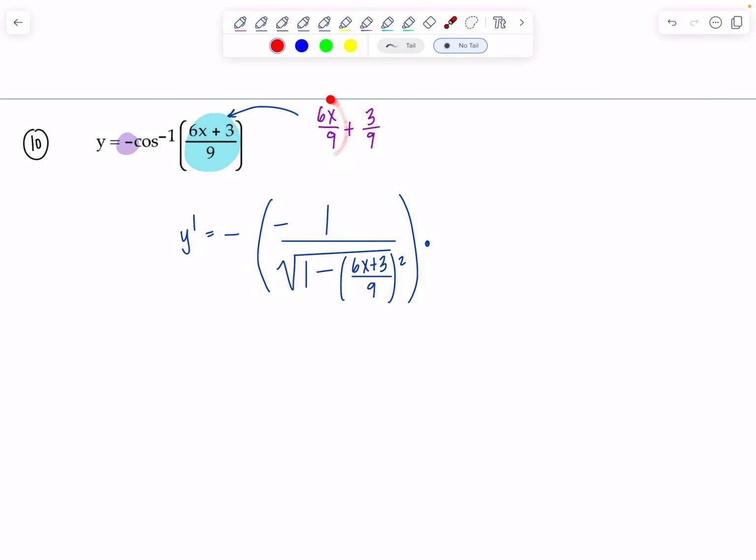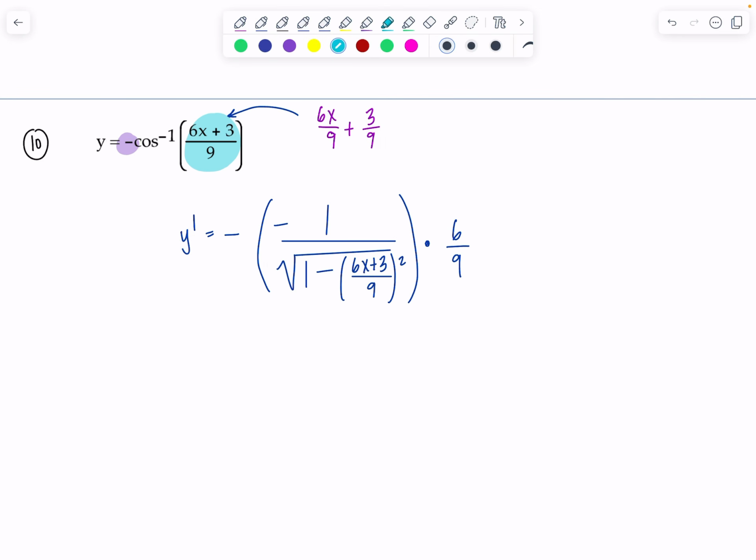Derivative of 6x over 9 is going to be 6 over 9. And then the derivative of 3 over 9, that's a constant, so it'll be 0. Now, I'm not reducing this on purpose. Why? Because I can see into the future. Well, really, I've just done the problem enough times, but you'll be able to see into the future too with enough practice. So leave it. Don't make it 2/3, I promise.